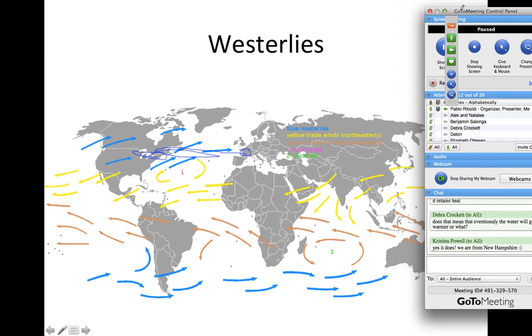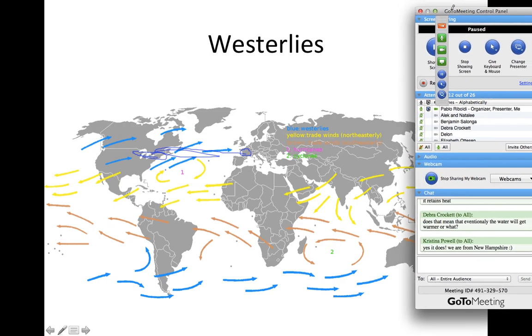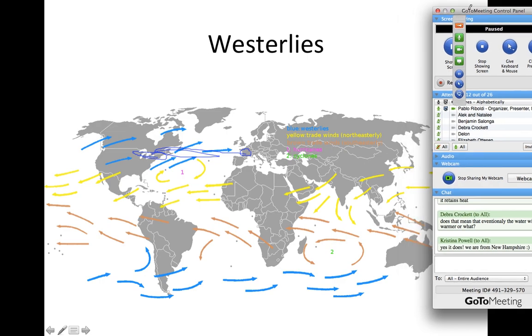Yeah, it means it's true. It means that the water will eventually get warmer again as it goes back. Yeah. So is it cold there in New Hampshire? Is it already cold, Christina?